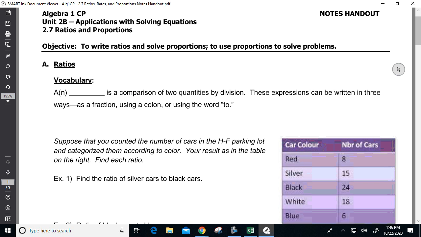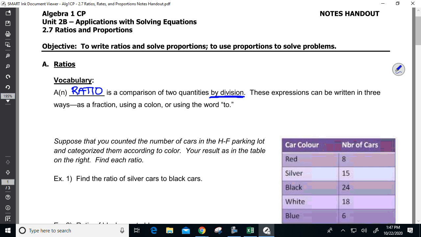Section 2.7 is on ratios and proportions. So ratio, for most of you, is not anything new. A ratio is when you compare two quantities using division. When you're comparing two things using division.